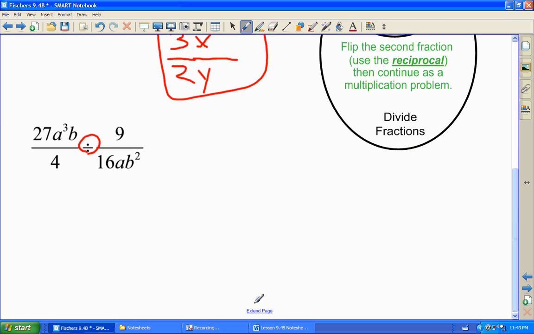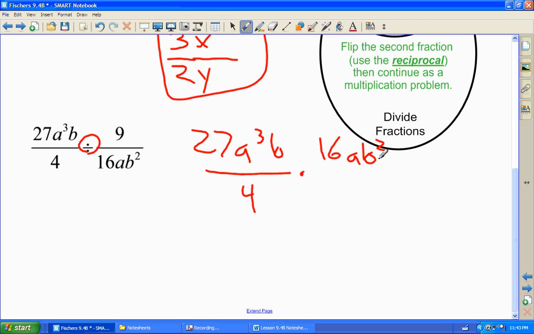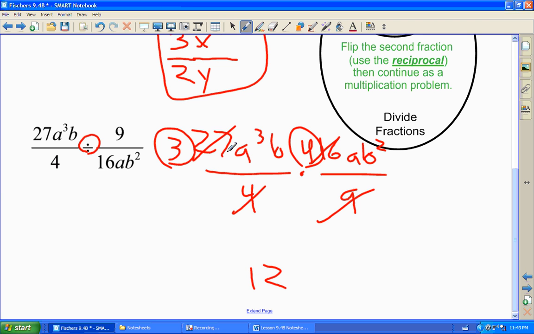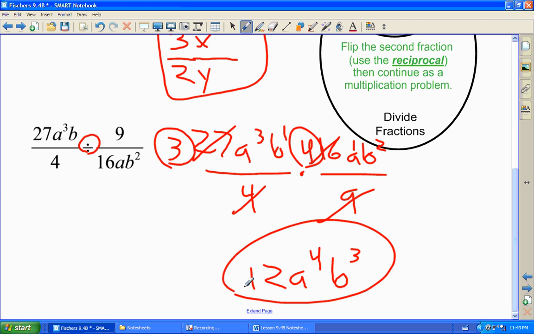So once again, like from on the other page, I simply did this 27a cubed b divided by 4, and I multiplied by the reciprocal of this, 16ab squared divided by 9, and I started my canceling. Okay, 3 times 4 gives me my 12, and once again, a to the 4th, 3 plus 1 here, right, a to the 1st, b to the 1st times b squared gives me b to the 3rd. I add the 1 and the 2, and there we are, we're done. And that's exactly what I got earlier.